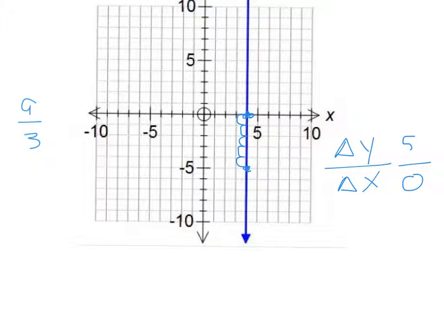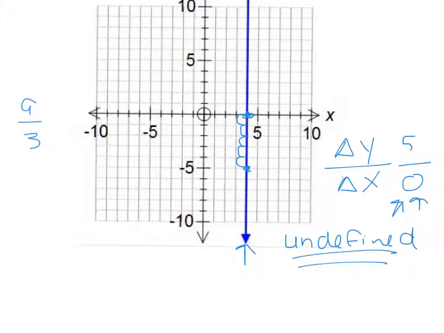It's going over 0. Now I think, okay, I know that 0 cannot be in the denominator. We cannot divide anything by 0. So that must mean that this vertical line has a slope that is undefined. With any vertical line, we always end up with 0 x change. So we say our slope is undefined.